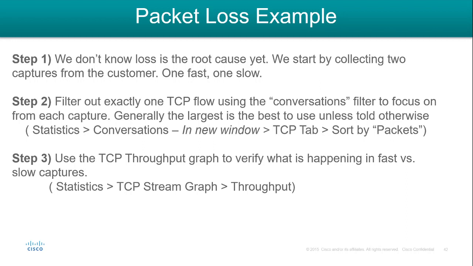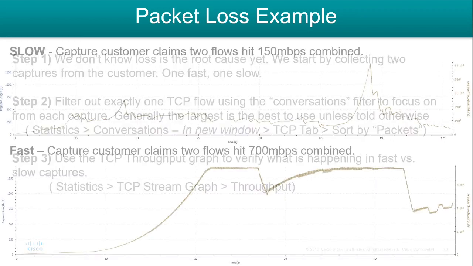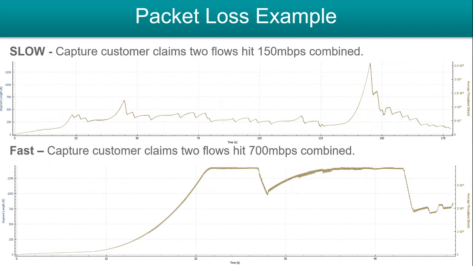And then in step 3, I went to the TCP throughput graph first in order to see what's happening in the fast versus slow. As we talked about in the previous slide, you can get there by going to Statistics, then TCP Stream Graphs, and then Throughput Graphs in Wireshark. Now once I had that throughput graph side by side, this is what I saw.